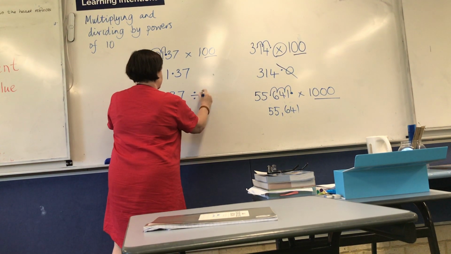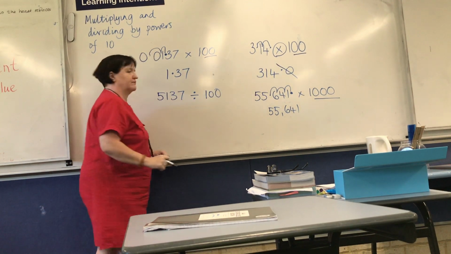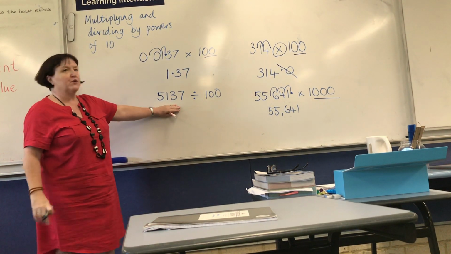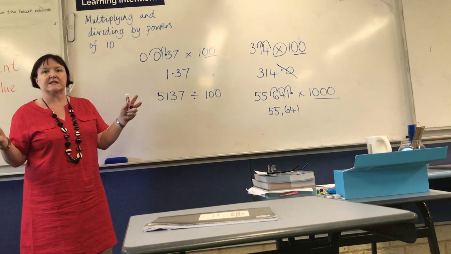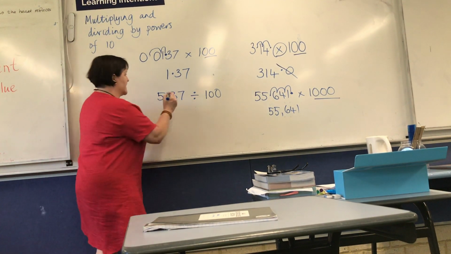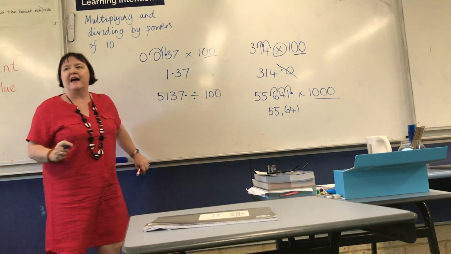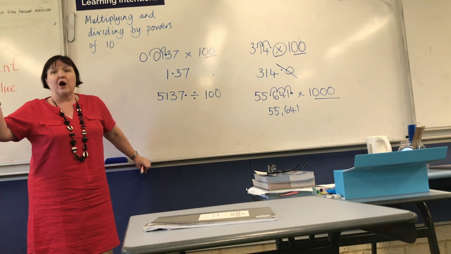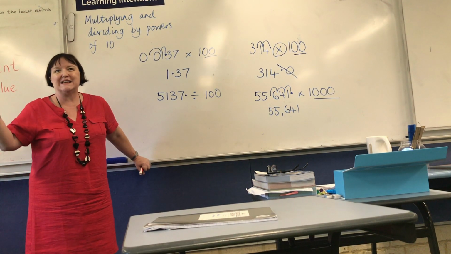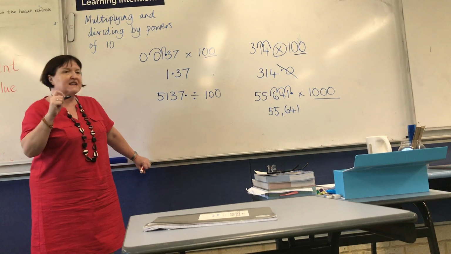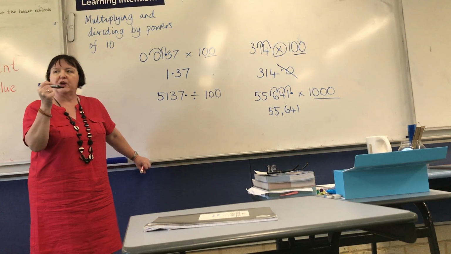So let's have 5,137 divided by 100. Now, this is a whole number, isn't it? So we don't have a decimal point. So where would I put it, Joel? At the end. At the end, after the 7. So your decimal point would go there. Because in every whole number, there is a decimal point there, but we just don't write it, do we? Because we don't need to. In this case, we need it because we're going to use it, so we put it in.